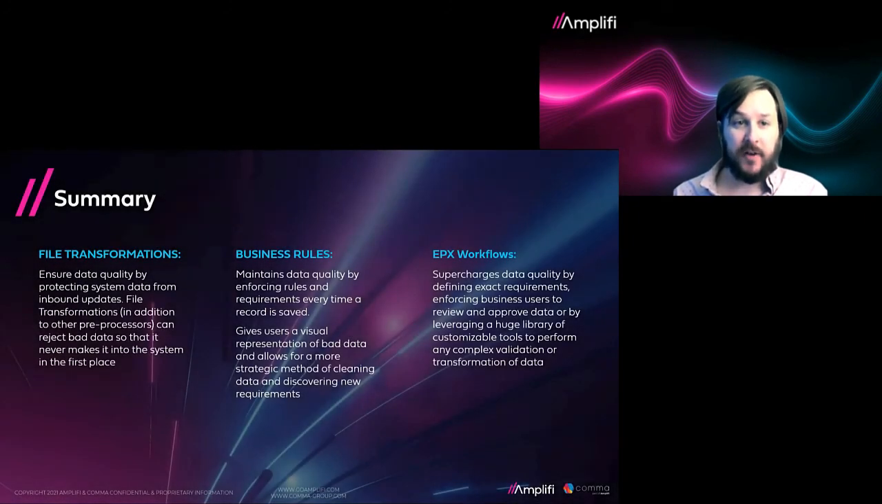In summary, file transformations ensure that data quality by protecting system data from inbound updates. File transformations, in addition to the multitude of other preprocessors, can reject bad data so that it never makes it into the system in the first place. For business rules, this maintains data quality by enforcing rules and requirements every time a record is saved. It gives users a visual representation of bad data and allows for a more strategic method of cleaning data and discovering new requirements. For EPX workflows, it supercharges data quality by defining exact requirements and forcing business users to review and approve data, or by leveraging a huge library of customizable tools to perform any complex validation or transformation of data.